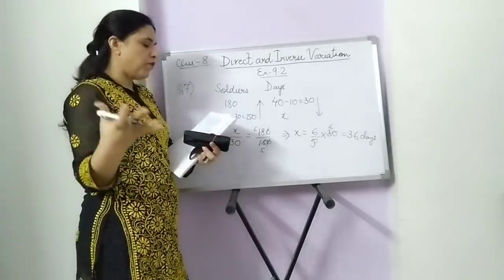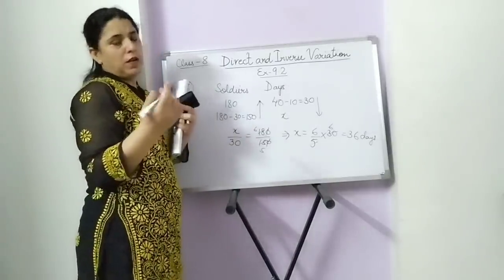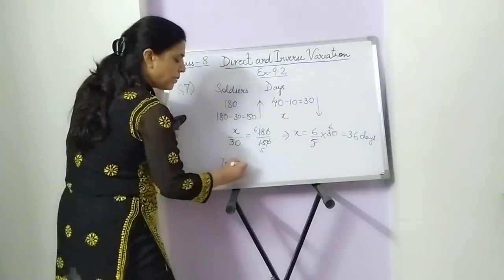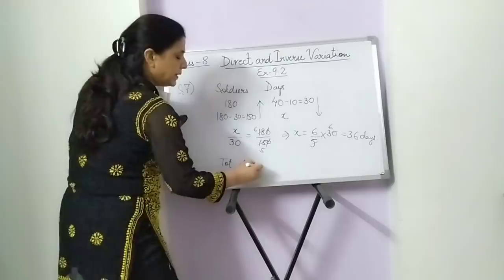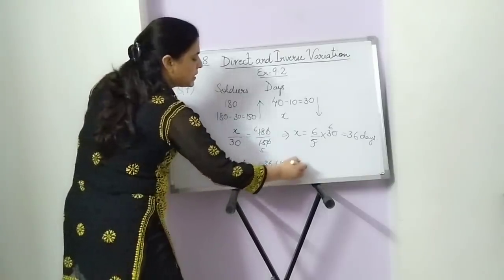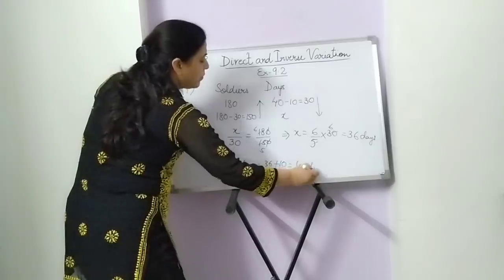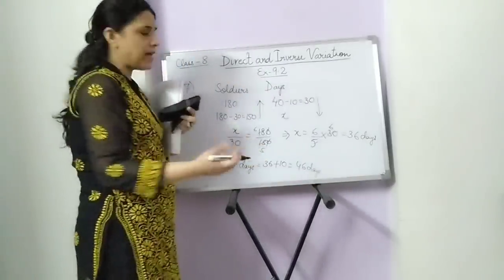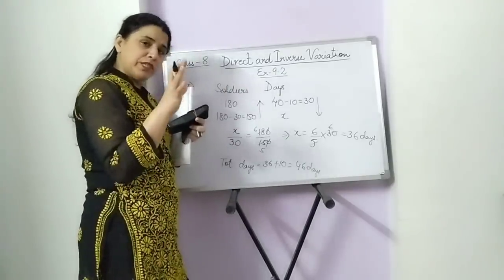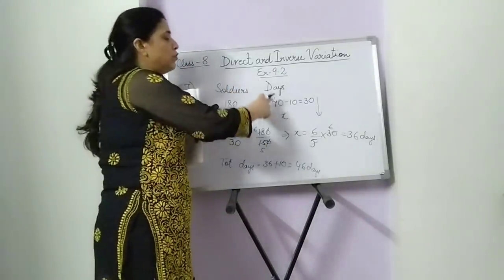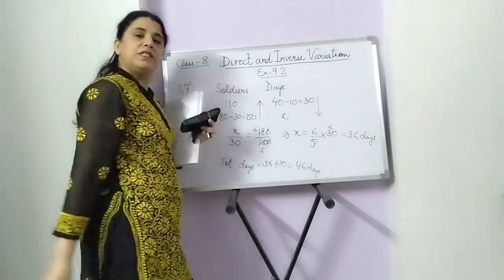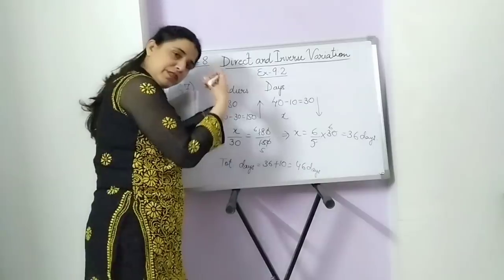Now, they are asking for the total number of days for which the food will last. So the total days will be 36 days plus the 10 days before, that is 46. If they ask how long the leftover food will last, it will last 36 days. But the food was there for 40 days, and now it is lasting for 46 days, because some soldiers are leaving.